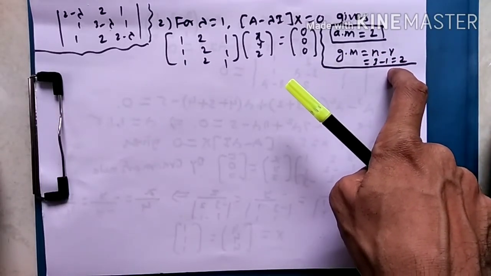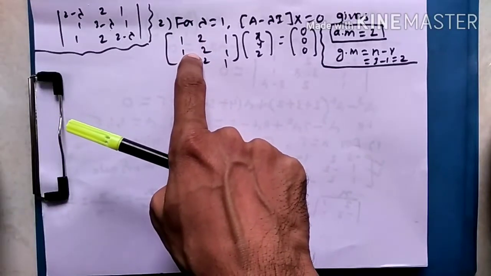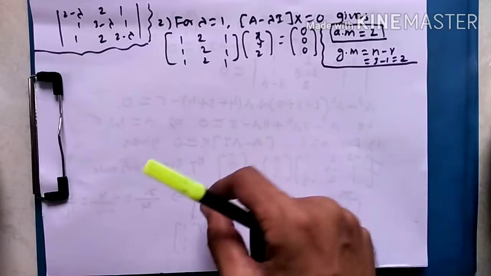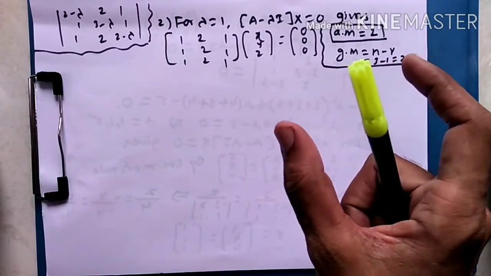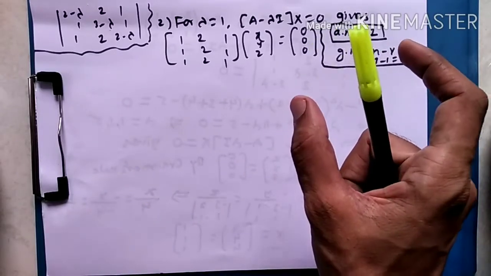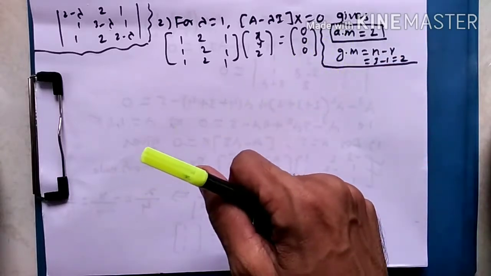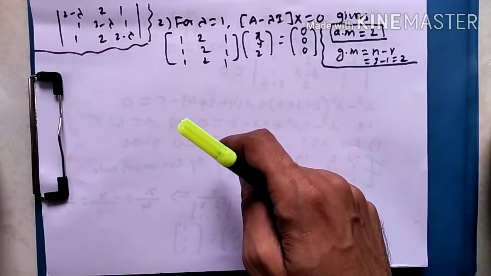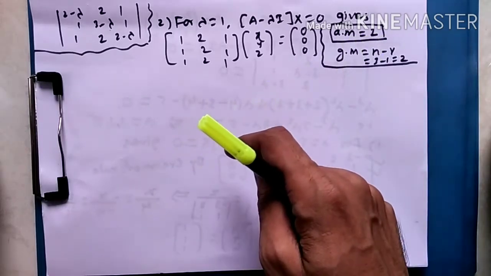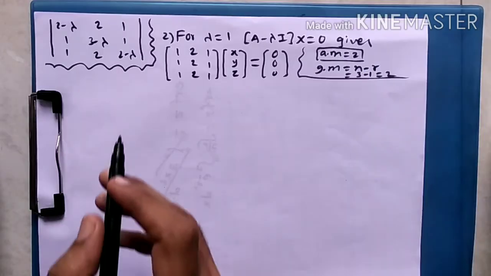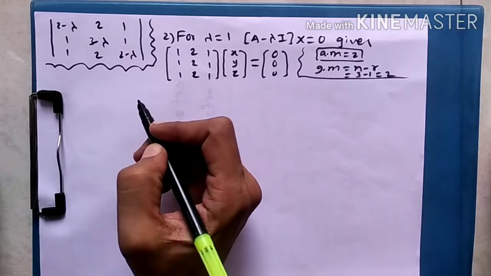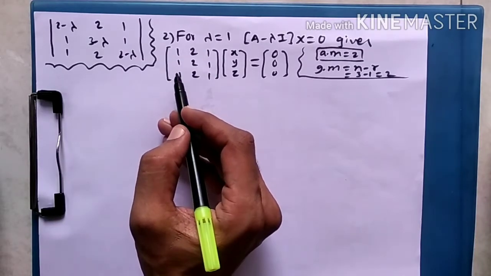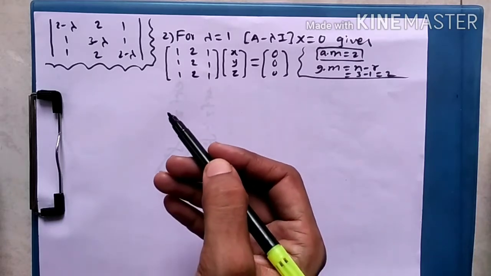Now how to get that? We cannot use Cramer's rule here because it will give us the answer 0 0 0, and we are interested in a non-zero solution. In the definition of eigenvector itself we wrote that it is a non-zero column vector. So we need a non-zero solution, and we are not going to use Cramer's rule here. In this case, we can solve it using row echelon form. We can reduce this matrix into row echelon form, and then we can get the values of X, Y, Z.